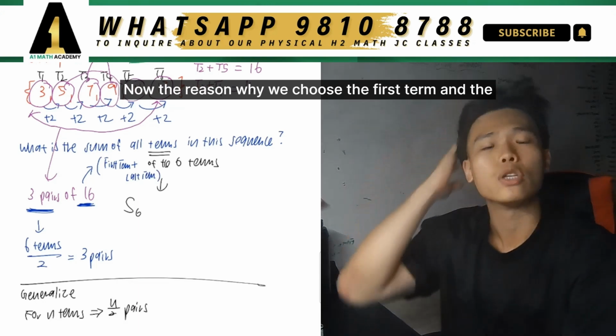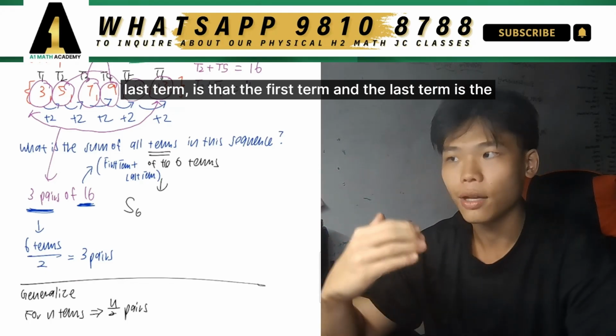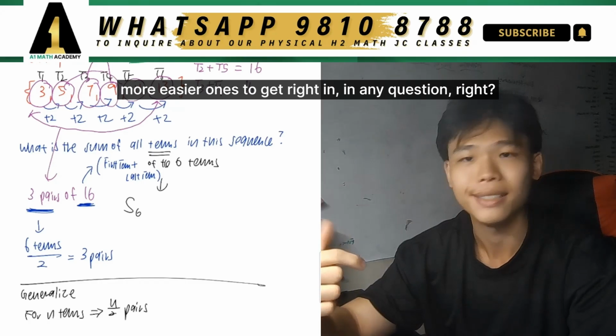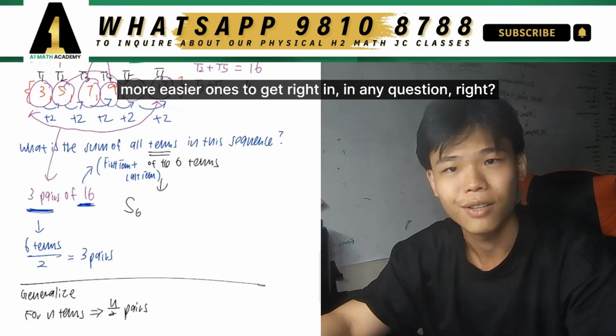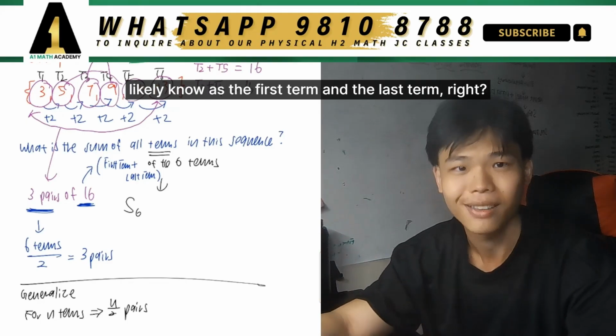Now, the reason why we choose the first term and the last term as opposed to the second term and the second last term is that the first term and the last term are the easier ones to get in any question. Usually when we do any question, we would most likely know what's the first term and the last term.